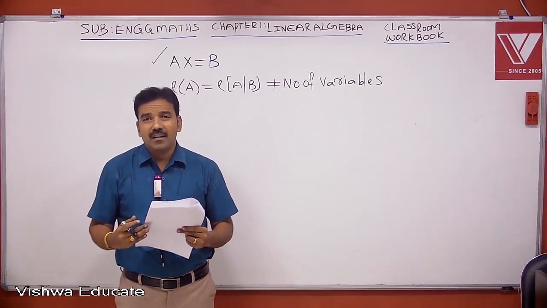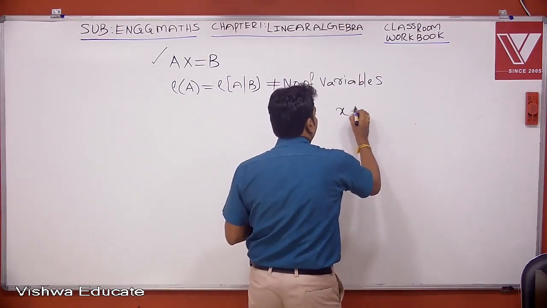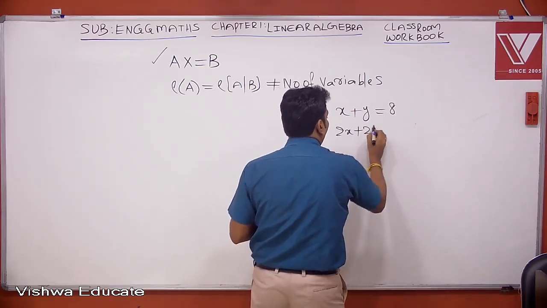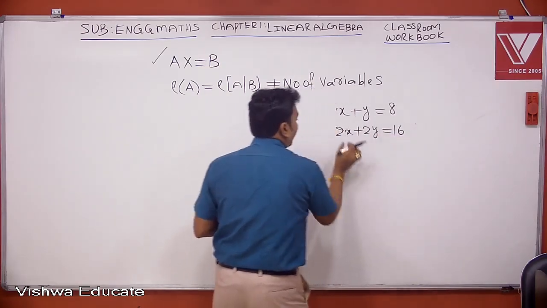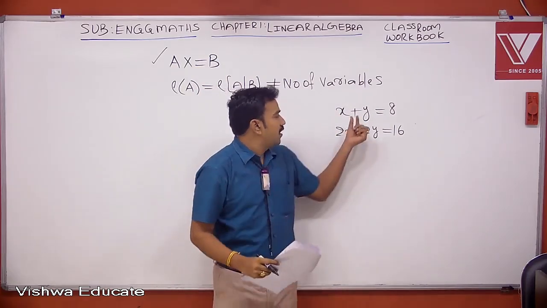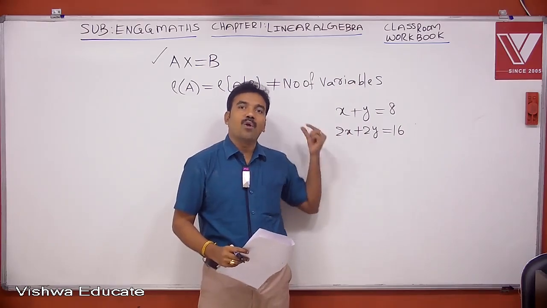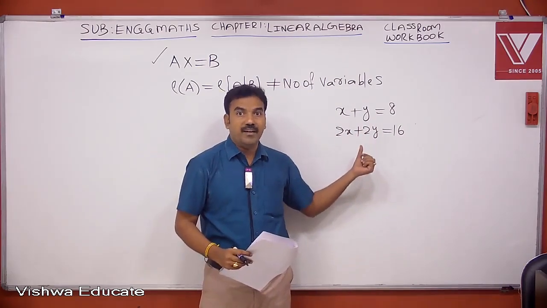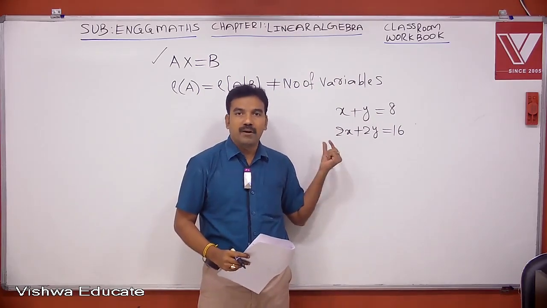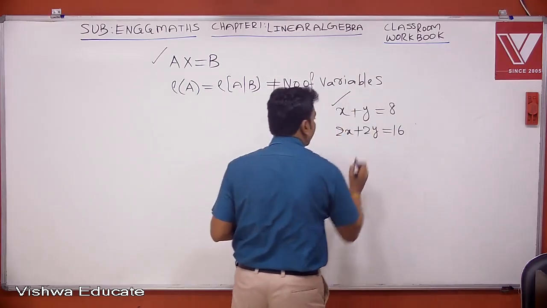Now, let us recall one example. Suppose I have equations like this: x plus y equal to 8, 2x plus 2y equal to 16. The second equation is 2 times the first equation, so they represent the same equation. As we discussed in the last sessions, this system has infinitely many solutions. Physically we have two equations on the board, but effectively it represents a single equation: x plus y equal to 8.